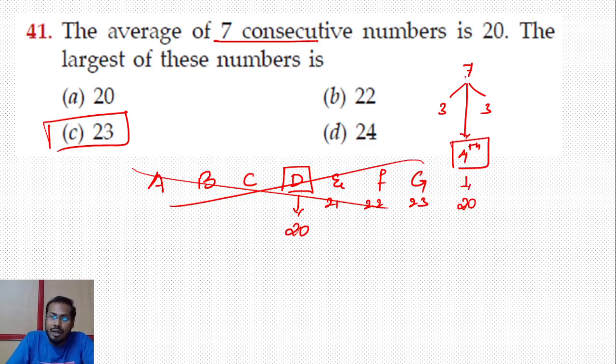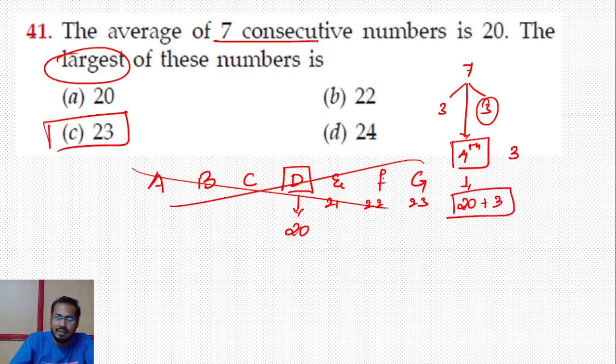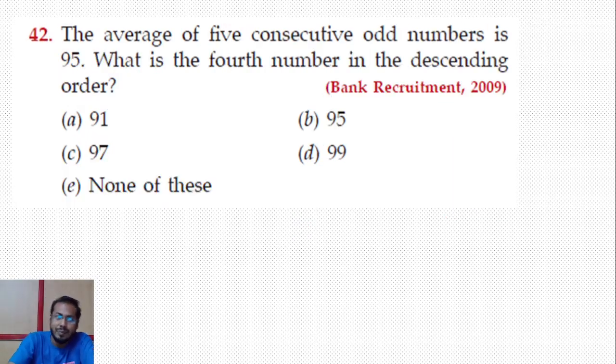If I want the highest number, that means the largest number, there are 3 more numbers. Correct? So 4 plus 3 is what? 7. So 3 more numbers. So 20 plus 3, 23 will be the answer. You don't need to write all this, just think the fourth number is the average, that is 20, and the remaining 3 numbers are there. So 23 is the answer. That's all.